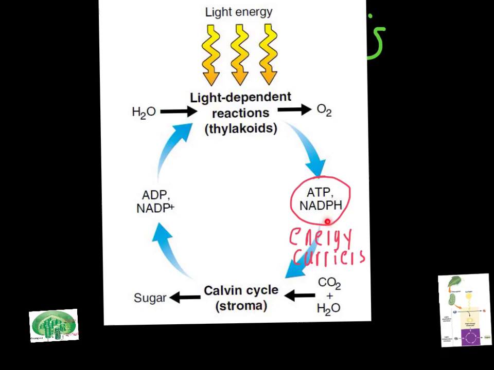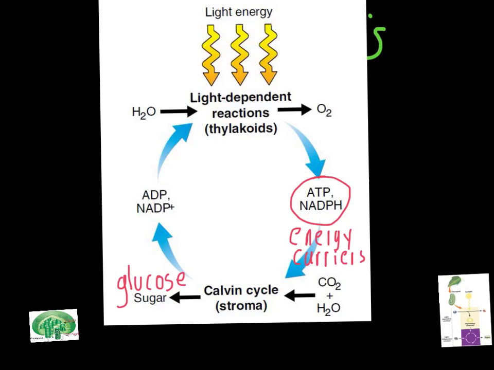So here we've got the energy carriers that left the light-dependent reactions. They react with carbon dioxide and more water in order to produce sugars. Remember, sugars or glucose, those are the main products that are being made at the end of this process. That's the main purpose of doing this for plants.